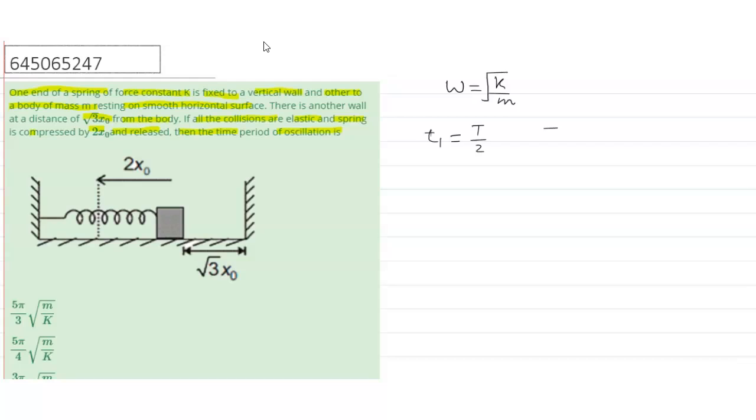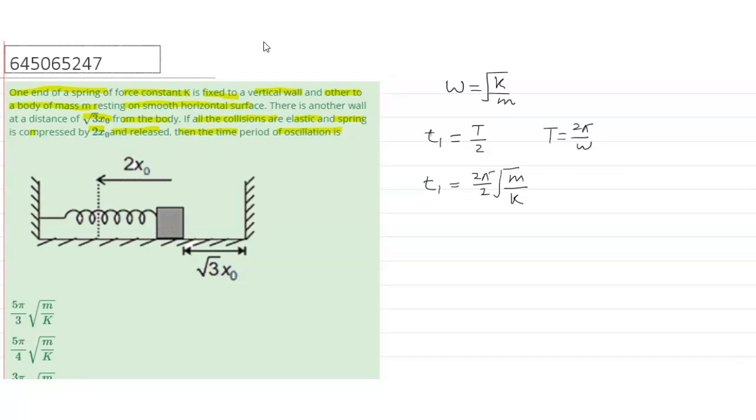and we know T is equal to 2 pi by omega. Then T1 will be equal to 2 pi by 2 into under root M by K.